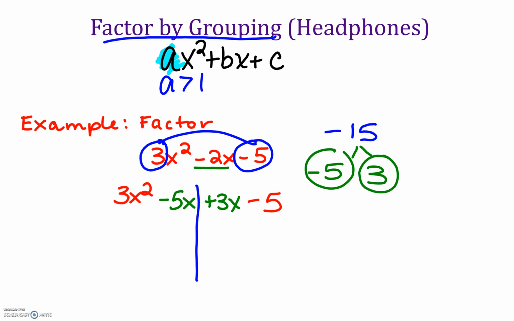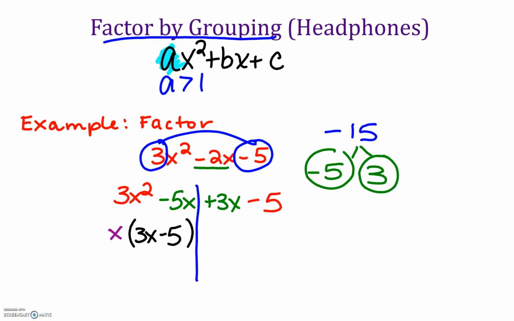On the left-hand side, I need a GCF between 3x squared minus 5x. So there is no number between 3 and 5, but I'm going to look at the variables and notice that x is the greatest common factor. When I divide everything out by x, I have 3x minus 5 left over.